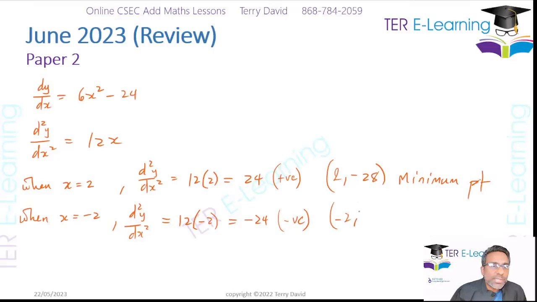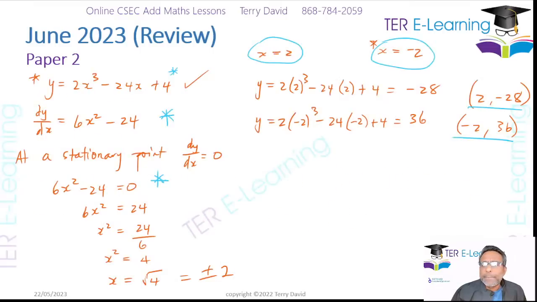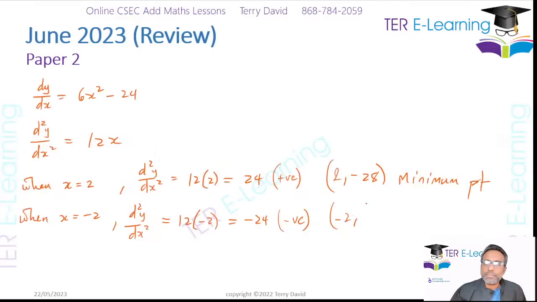So this would have been minus 2. How much did we get just now? 36. So negative 36. If you get a negative value, it's a maximum point.